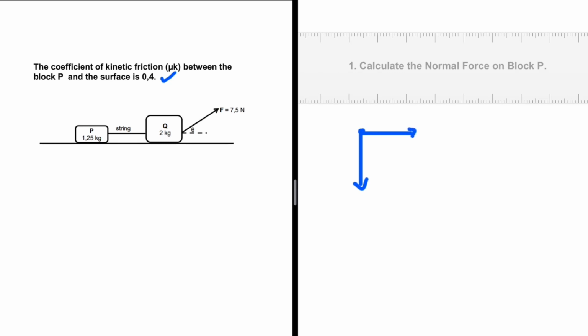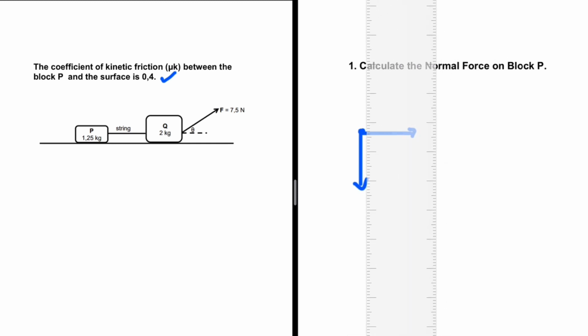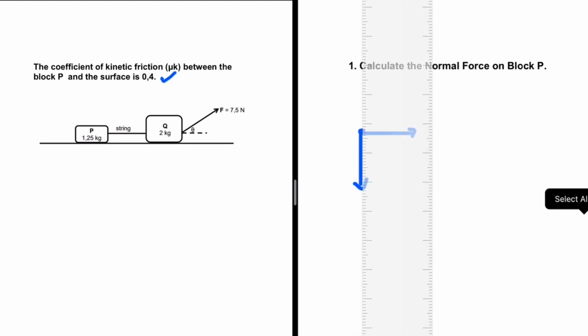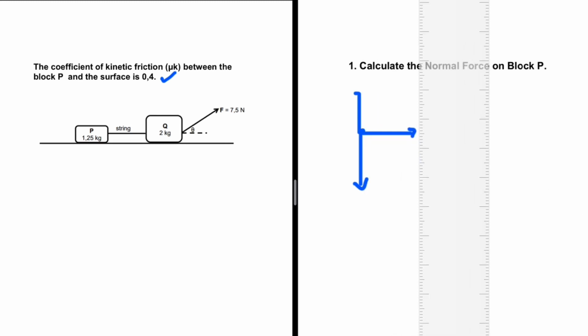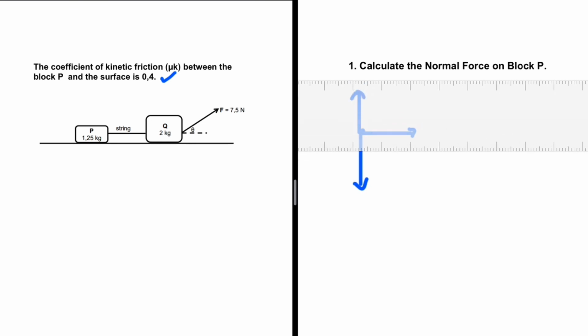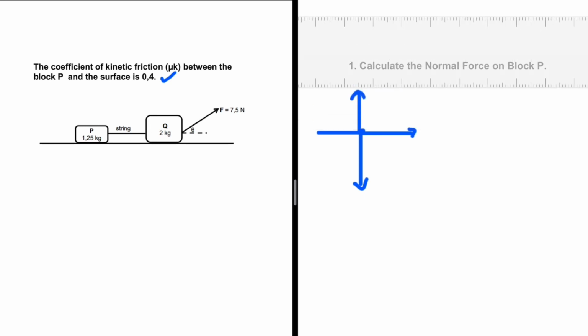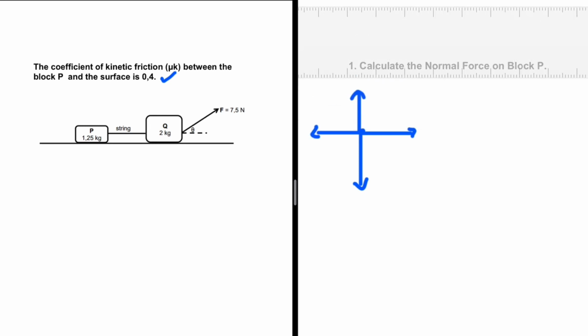And then block P is resting on a surface. The surface will exert a force on block P, the normal force. So let's go ahead and have that. And lastly, there will be frictional force pointing in the opposite direction of the motion. In this case, it will be pointing to the left. So let's go ahead and take a look. We have the weight, the normal force, the tension, and the frictional force.